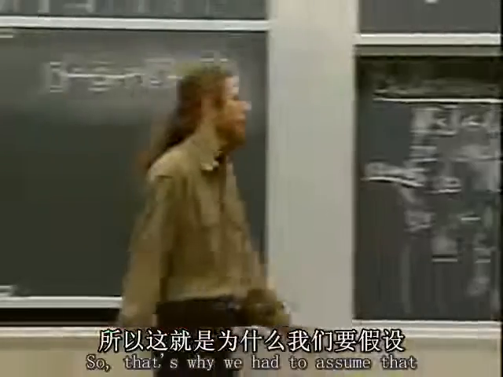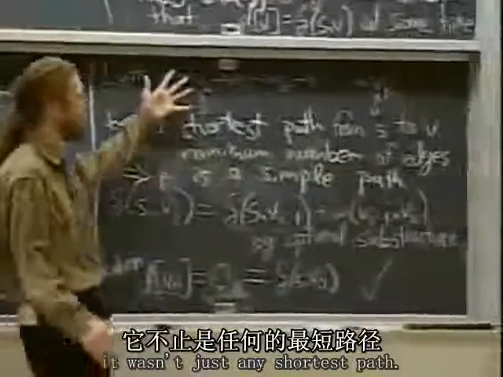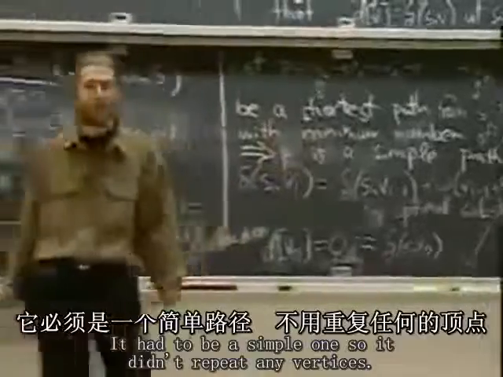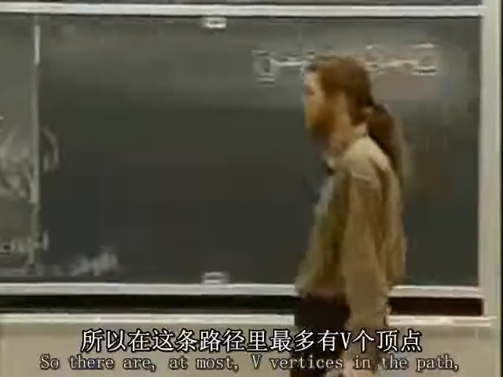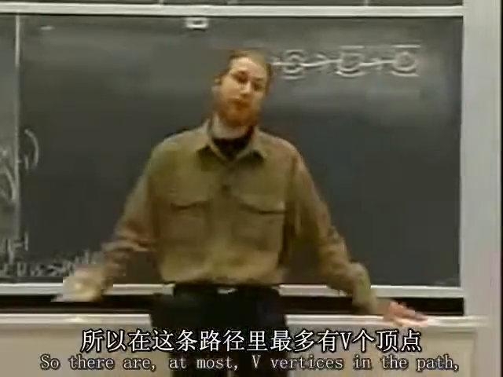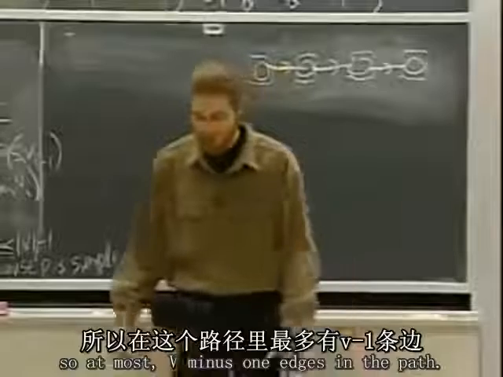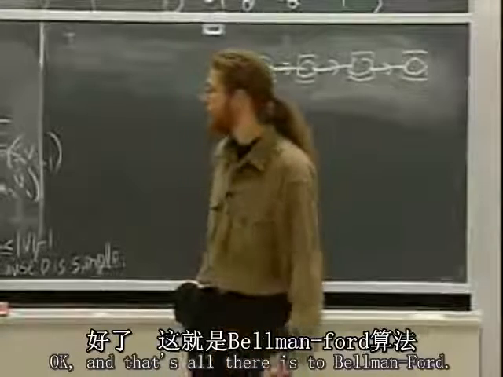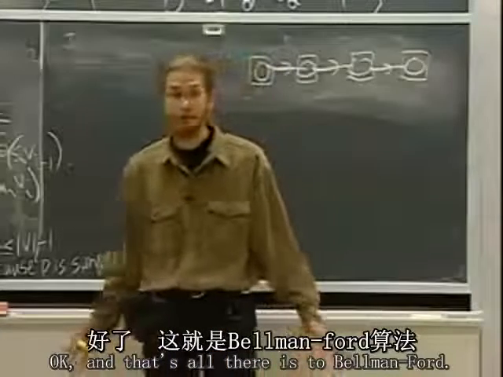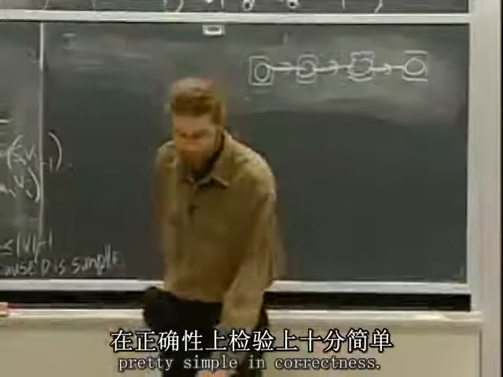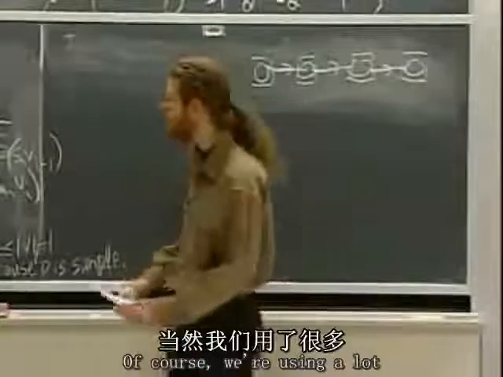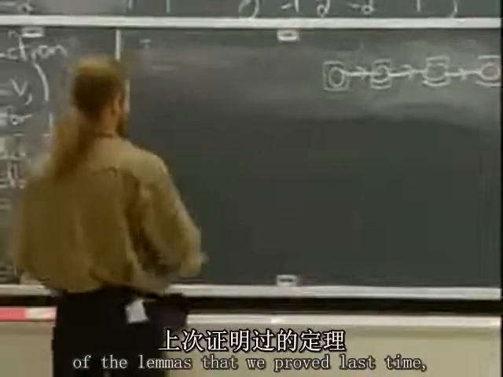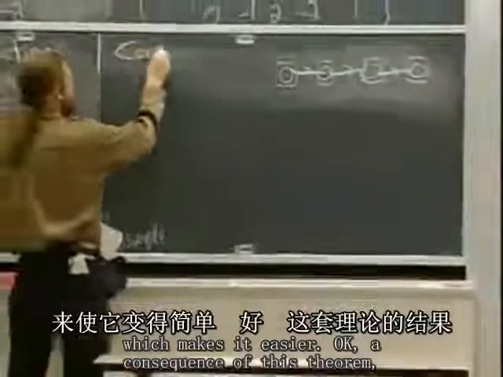So that's why we had to assume that it wasn't just any shortest path, it had to be a simple one, so it didn't repeat any vertices. So there are at most v vertices in the path, so at most v minus 1 edges in the path. Okay? And that's all there is to Bellman-Ford. So pretty simple in correctness. Of course, we're using a lot of the lemmas that we proved last time, which makes it easier.